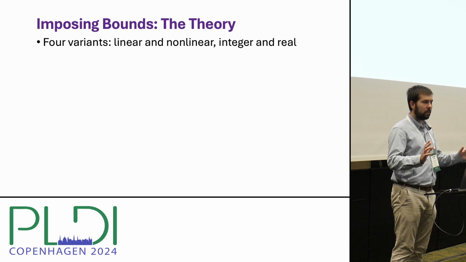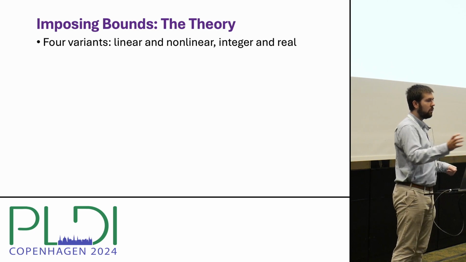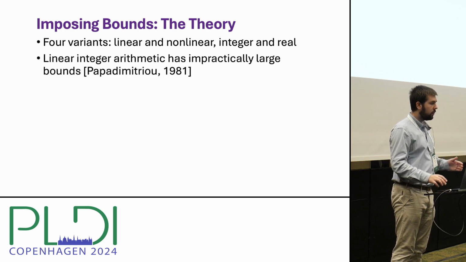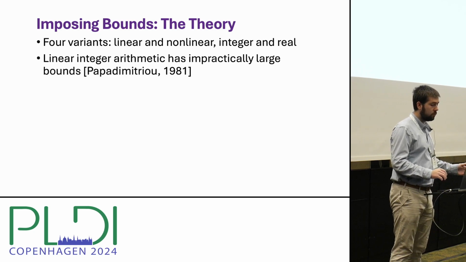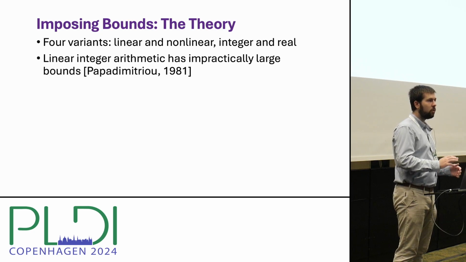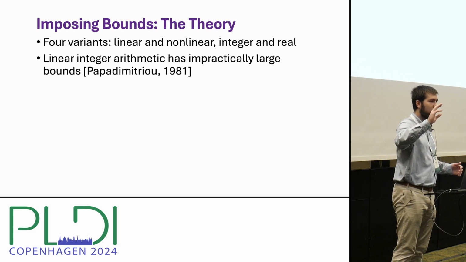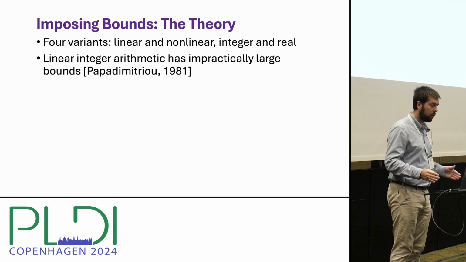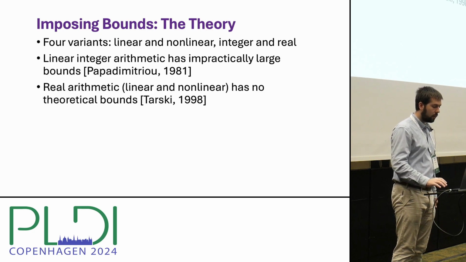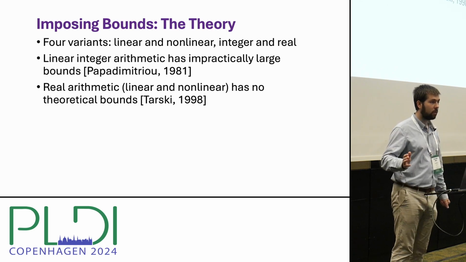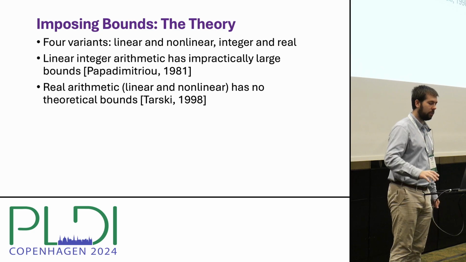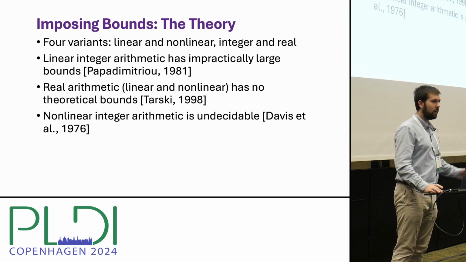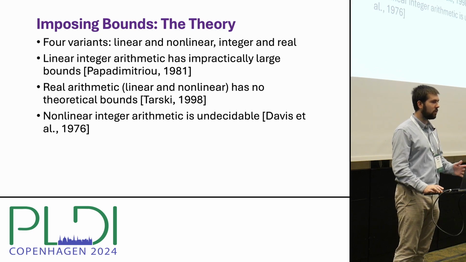So there are 4 variants of constraints that we care about, real numbers and integers, and each one of those has a linear and a nonlinear fragment. Linear integer arithmetic constraints do have theoretical bounds, but those bounds grow exponentially in the number of assertions. So that grows way too quickly to be practically useful for most constraints, so we can't use it in that case. Real arithmetic is even worse. It doesn't even have any theoretical bounds at all. And nonlinear integer arithmetic is the worst yet, because not only are there no bounds, it's actually undecidable.